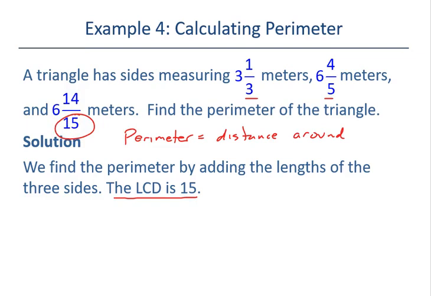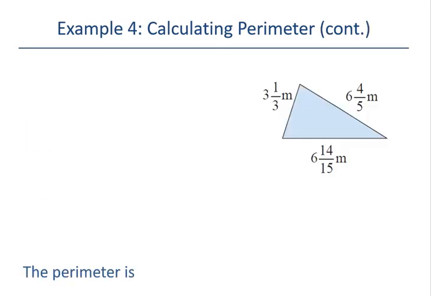So when we're doing perimeter, we can start adding all of these up, and here's what I mean. Let's look at our whole numbers here. I've got 3, 6, and 6. So I'll go 3 plus 6 plus 6, put those in parentheses, plus, big parentheses here, I'm going to have 1/3, leaving myself a little space, plus 4/5, another little space, plus 14 over 15.